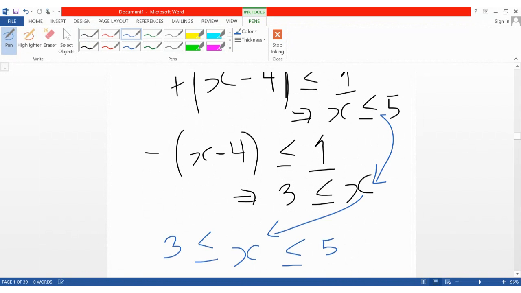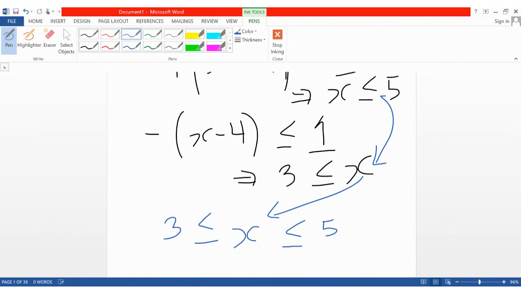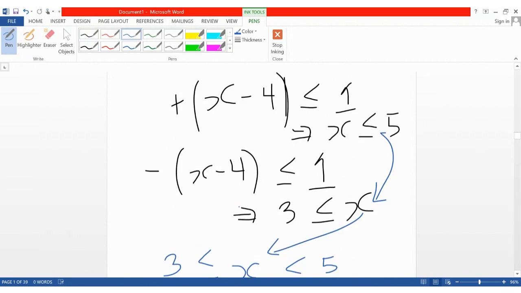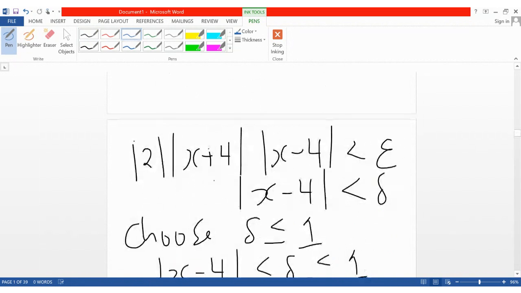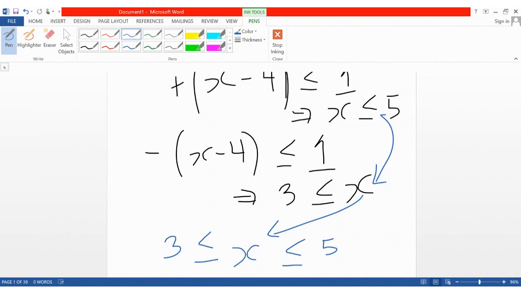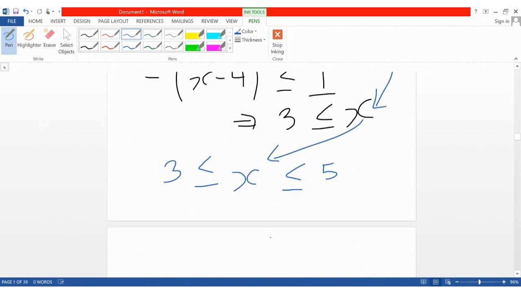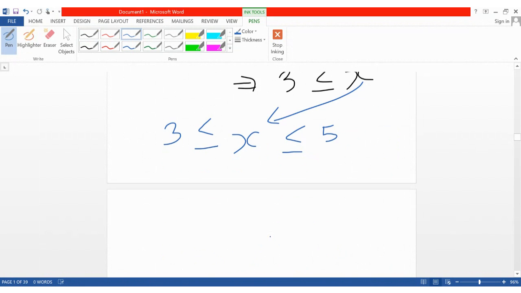Now we go back. You had told me you wanted me to replace x plus 4, so at least we remain with x minus 4. How do we do that? We shall just use this inequality. We have 3, less than x, less than 5, and then we have x plus 4, which is what I want us to replace. So what have we done here?